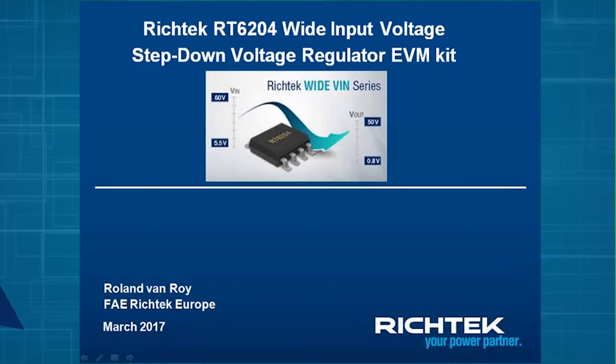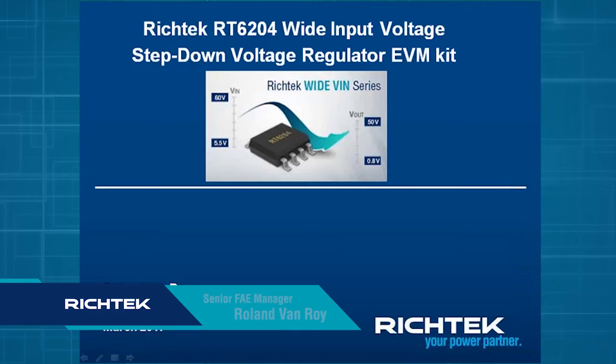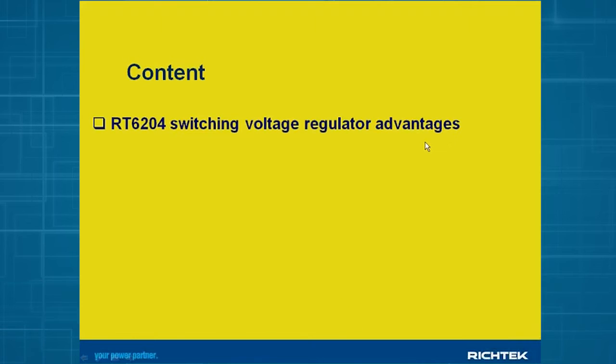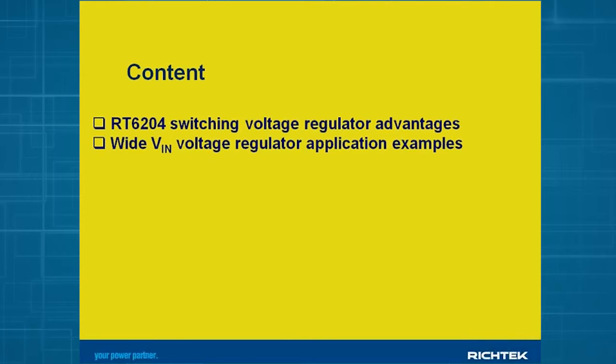Thanks a lot, Randy. And welcome everybody to this introduction of the wide input voltage range RT6204 buck converter. In this introduction, I will explain the following items. I will first explain some of the advantages of the Richtek 6204 buck regulator, some of the specific details where you can use this part. I will explain some application examples: industrial, LED lighting, motor control.